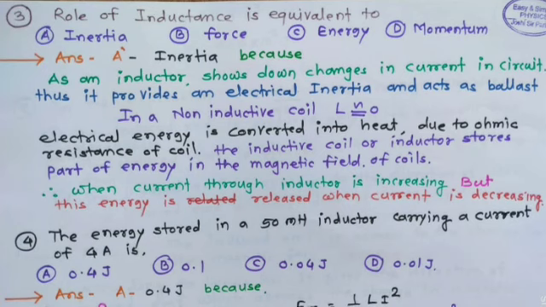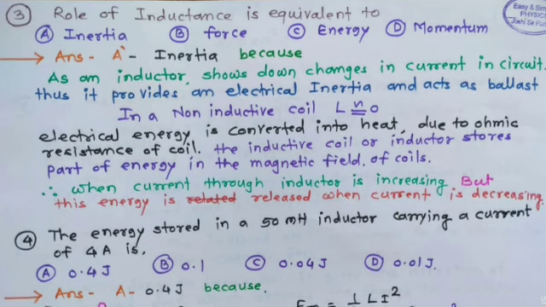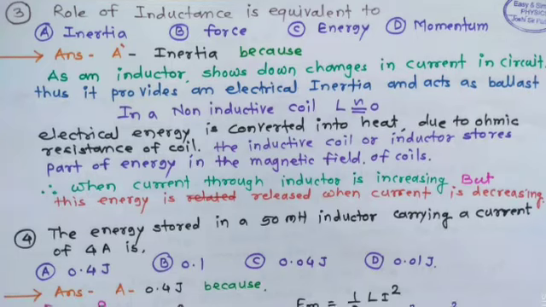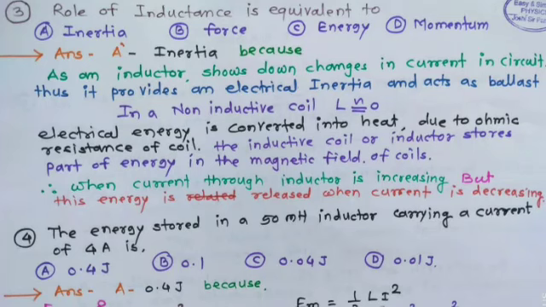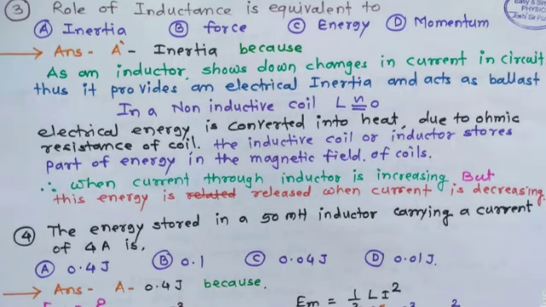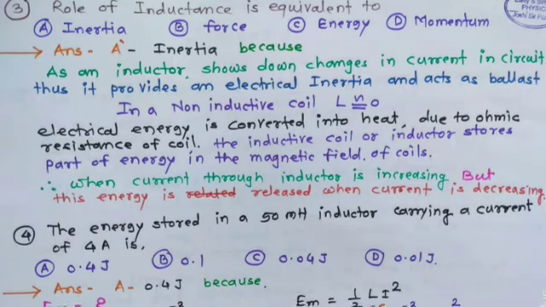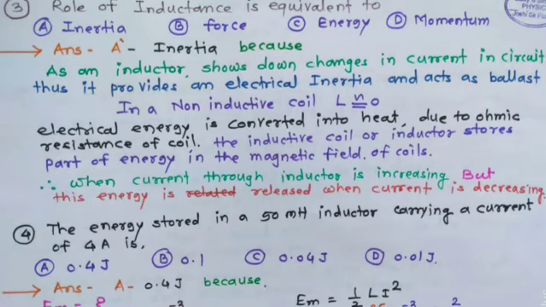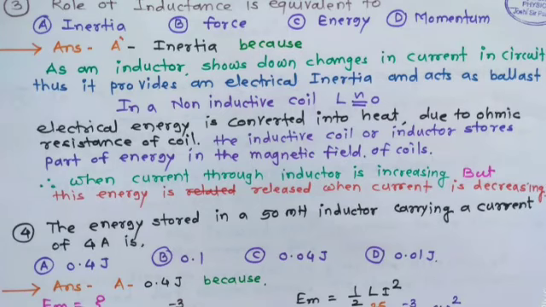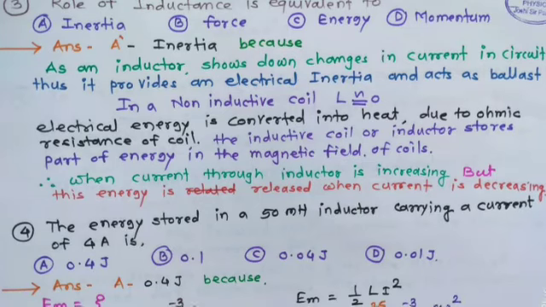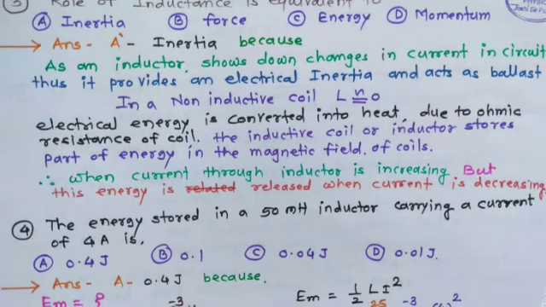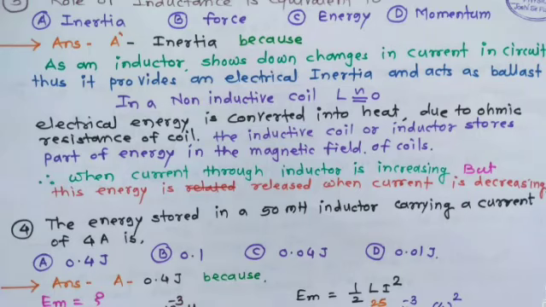Third question is, the role of inductance is equivalent to: option A inertia, option B force, option C energy, and option D momentum. Here the answer will be option A, inertia, because an inductor slows down changes in current in the circuit, thus it provides an electrical inertia and acts as a ballast.